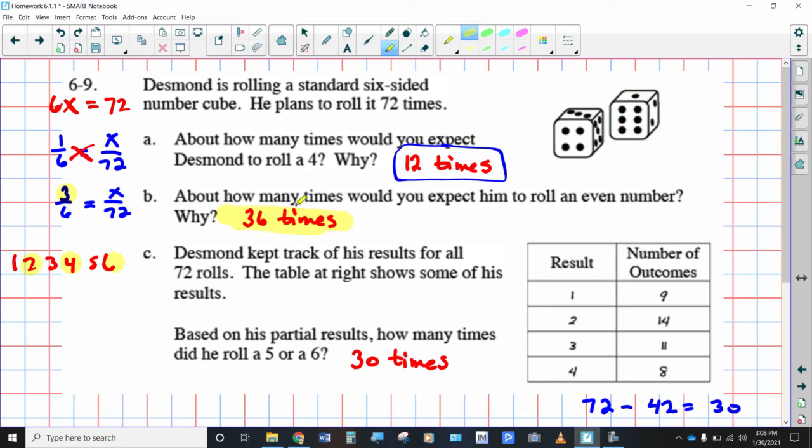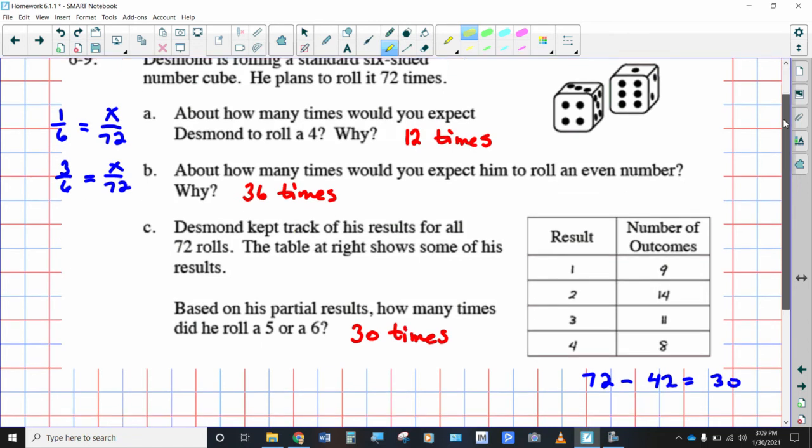Absolutely. So you can solve it somewhat logically, or you can set up the ratios and do your cross multiplication, and you will get 36 for your answer. Okay, so Desmond kept track of his results for all 72 rolls. The table at the right shows the results.